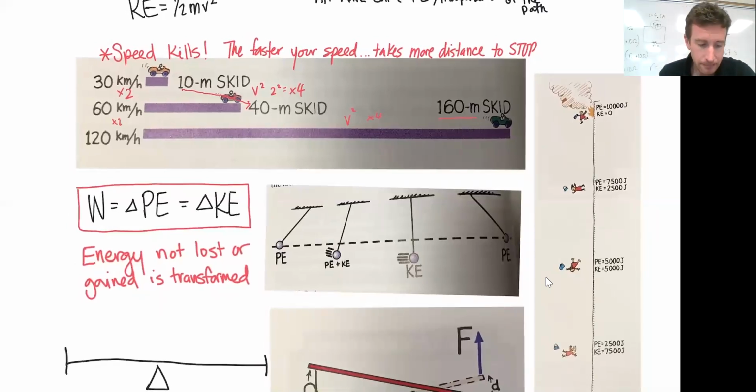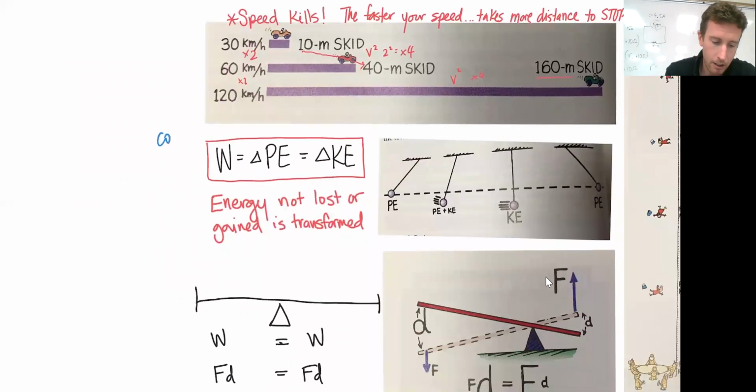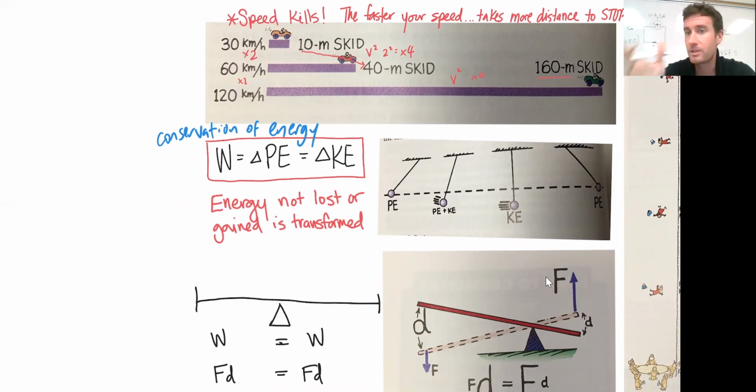All right. Conservation of energy. So over here, we're going to talk about conservation of energy. Conservation of energy is the idea that energy is not lost or gained, it is transferred. Energy is neither created nor destroyed, but transferred from one form to the other form. This was like our pencil picking up, dropping thing. The amount of work is equal to the change of potential energy is equal to the change in kinetic energy. And I can show that in a few ways.